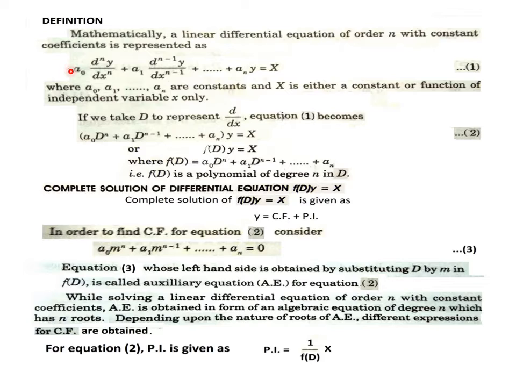Why? Because the coefficients of all these derivatives are a0, a1 up to an, all are real constants. Equals to capital X. Capital X is either a constant or function of the independent variable which is appearing as a small x only. So that is about constitution or definition of a higher order, especially n order here, linear differential equation with constant coefficients.